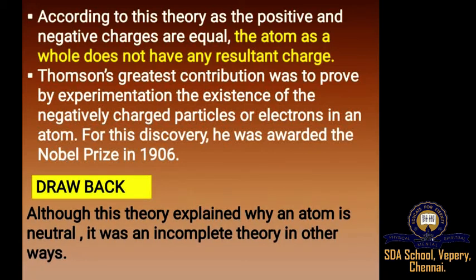Drawback: although this theory explained why an atom is neutral, it was an incomplete theory in other ways. So, the first person, who is that? Dalton. He said the atom is spherical in shape, right? The second person, Thomson, said the atom has both positive as well as negative charge, but he did not explain why an atom is neutral. So, it was an incomplete theory in other ways.